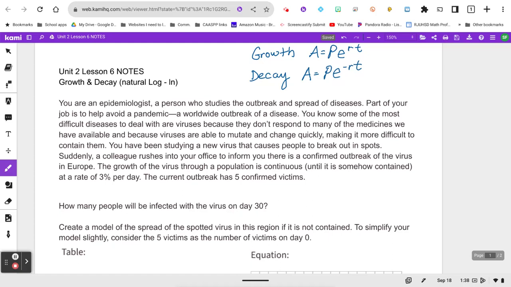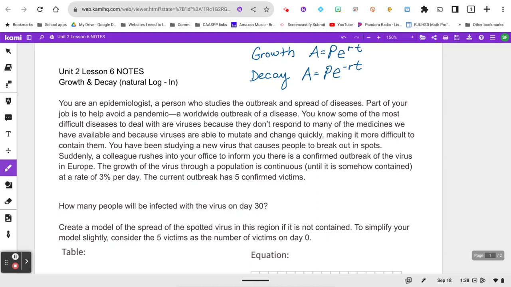Okay, so here you're an epidemiologist, a person who studies the outbreak and spread of diseases. Part of your job is to help avoid a pandemic, a worldwide outbreak of a disease. You know that some of the most difficult diseases to deal with are viruses because they don't respond to many of the medicines we have available, and because viruses are able to mutate and change quickly, making it more difficult to contain them.